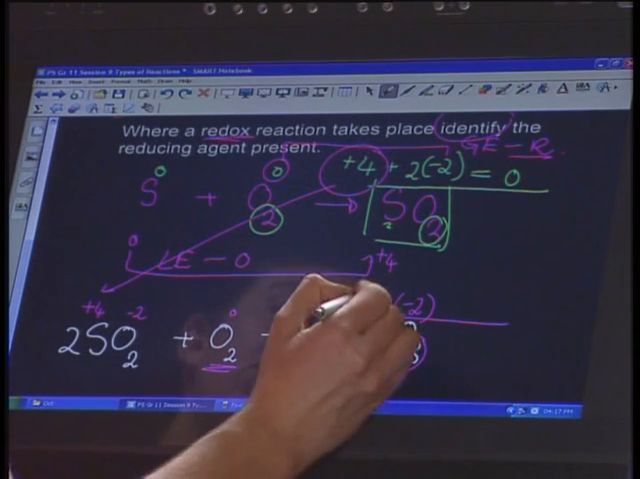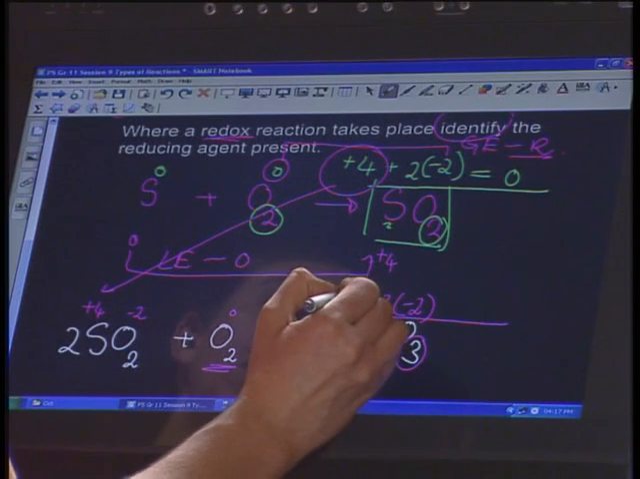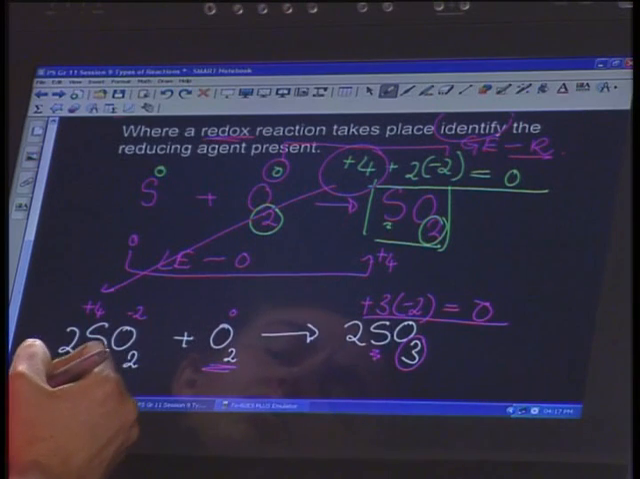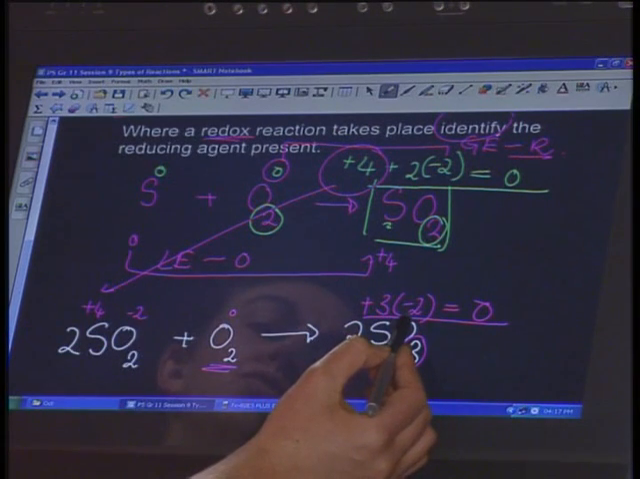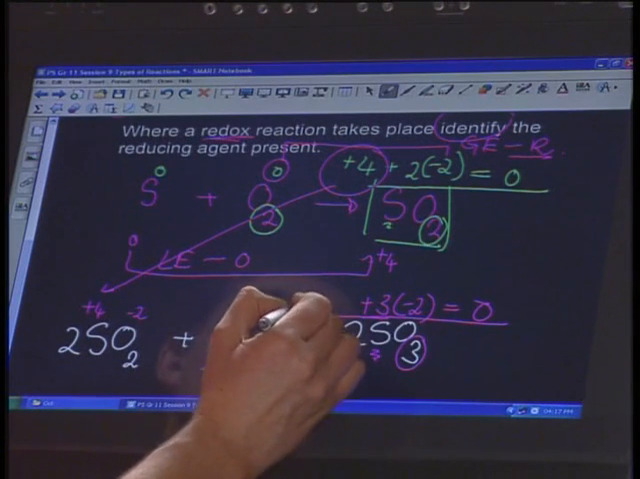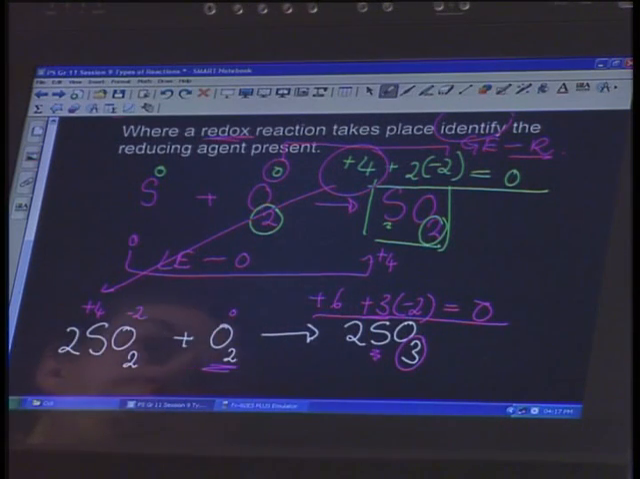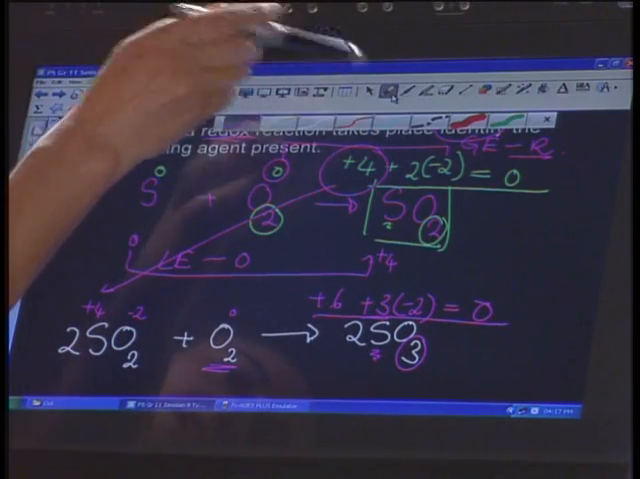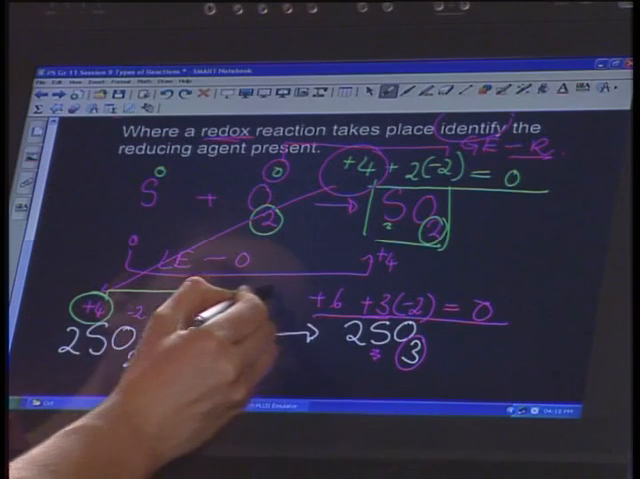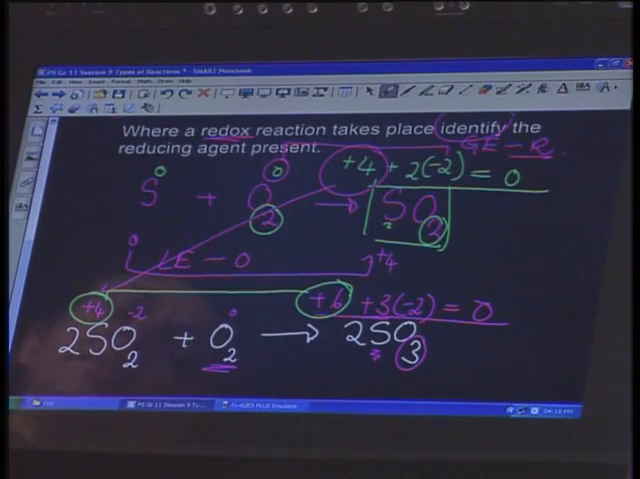Remember, that 3 goes in front of my O, and the sum of my oxidation numbers should add up to 0. 3 times -2 is -6, and for that to become 0, I need to add +6 on this side. So if we have a quick look over here, we will notice that my sulfur has now gone from a +4 to a +6, which means it has lost 2 more electrons. So further oxidation has taken place over there.